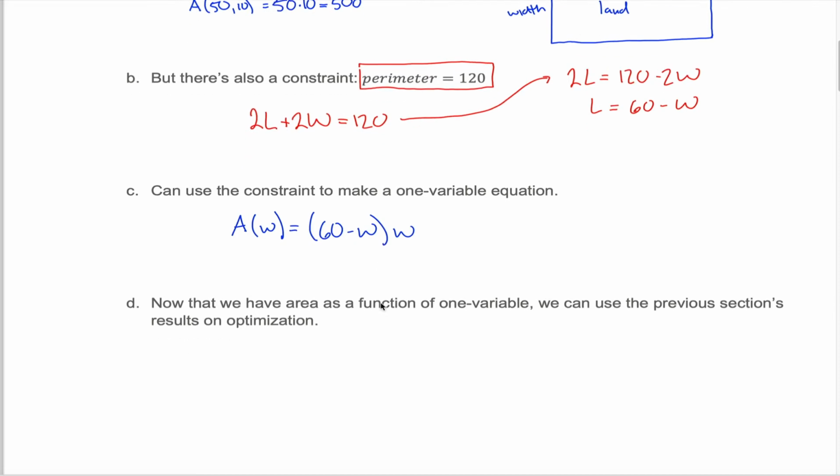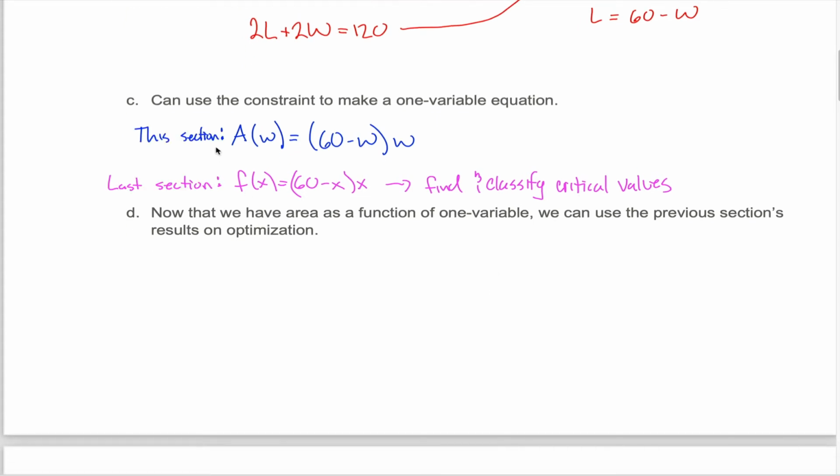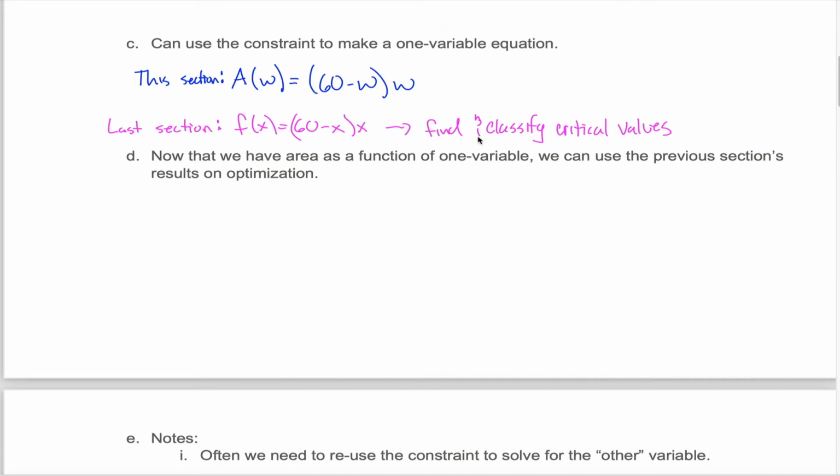This is something we learned how to optimize in the previous section. I mean, maybe you didn't write it with these letters. Maybe you wrote f of x equals 60 minus x times x, and I asked you to find critical values and then classify those critical values as local minimums, local maximums, or neither. We're just going to redo that exact same thing, except with some different letters. So in the last section, our first step was to find the derivative of this function. So let's find the derivative of this function, A prime of w. Can you find A prime of w?